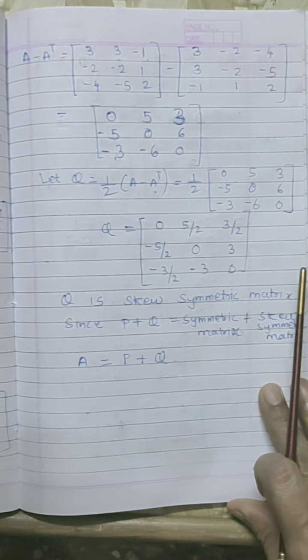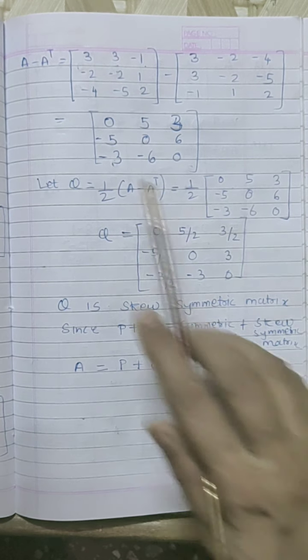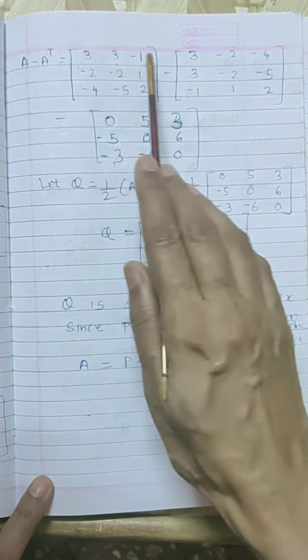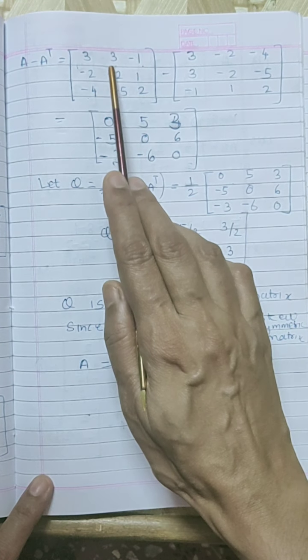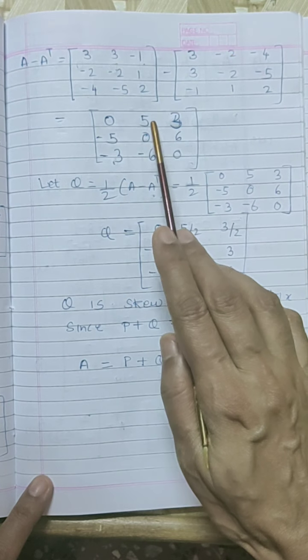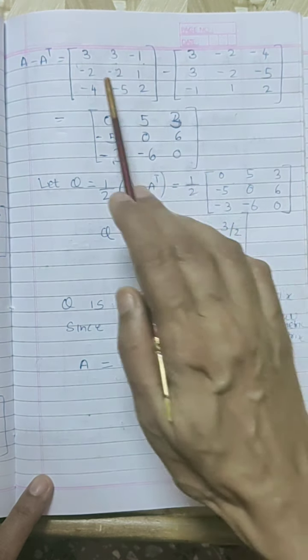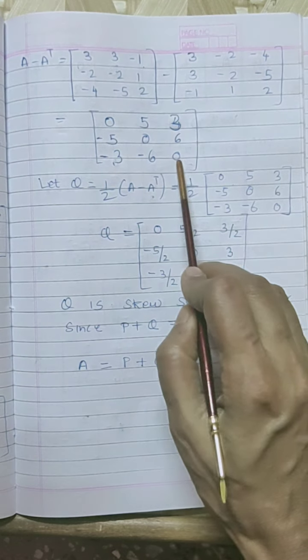See the second term. The second term is half into A minus A transpose. So first we will write A minus A transpose. Now subtract the corresponding elements. 3 minus 3 is 0. 3 minus minus 2 is 5. Minus 1 minus minus 4 is 3. In the same way, subtract the corresponding elements of A and A transpose. We will get this matrix.